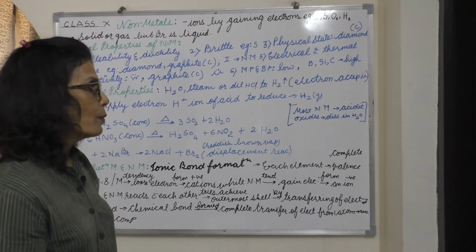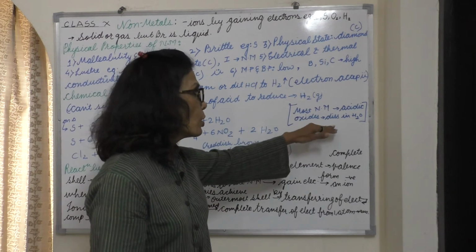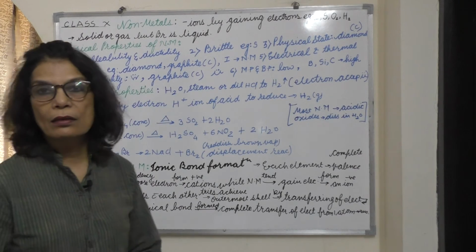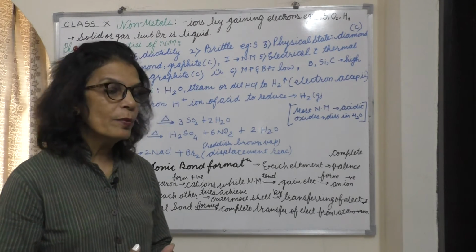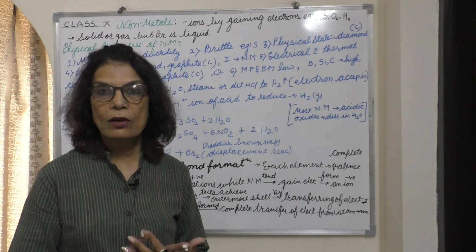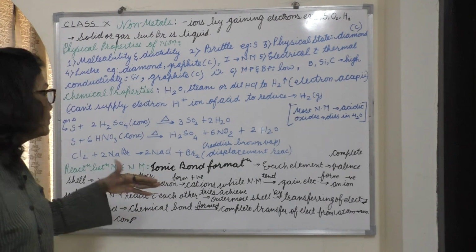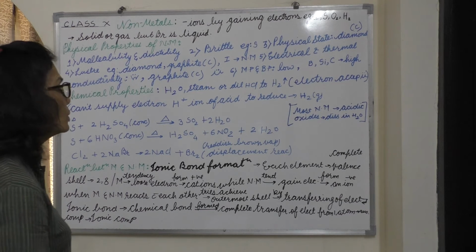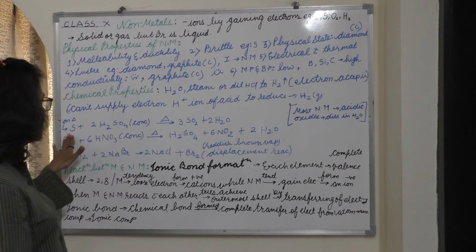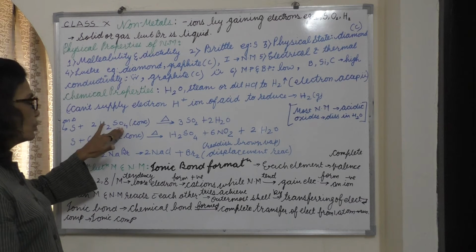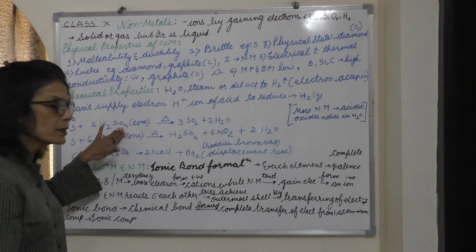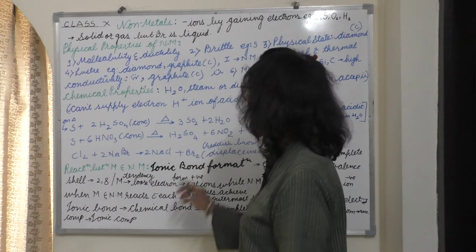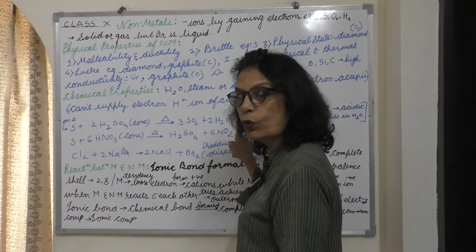Most of the non-metals form acidic oxides and they dissolve in water. When we heat non-metals, they give us oxides, or in that condition they give acids also. Now we are going to understand the reaction. On heating sulfur with sulfuric acid, and this is concentrated sulfuric acid, we get SO2, sulfur dioxide, and water.